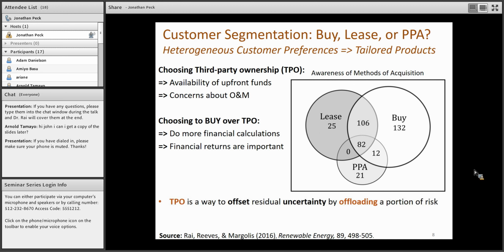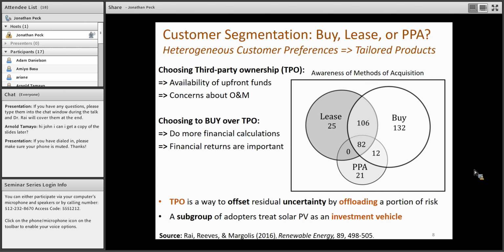So, overall, third-party ownership for the folks who are going for these models was more related to offsetting part of the uncertainty in terms of the decision making and what these systems would entail over the 20-25-year lifetime, offloading a part of that risk to the third-party owner. So it was risk and uncertainty related. And for the folks who are buying, it was more related to financial returns and as an investment vehicle.